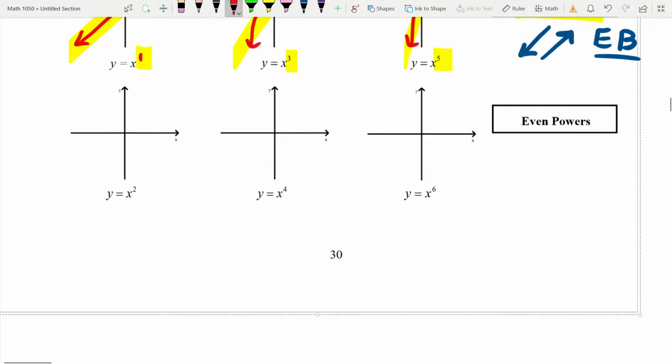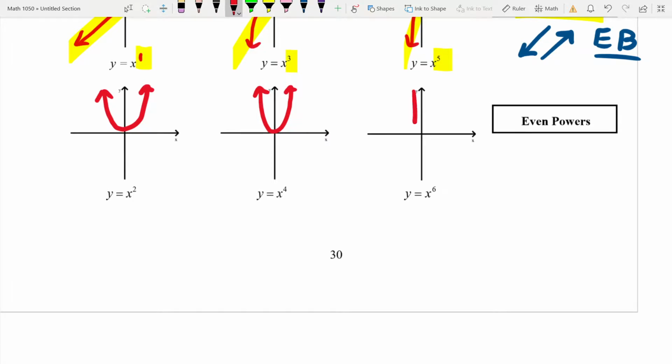Y equals x to the second. Okay, draw that, and you guys know that that's a parabola. Okay? Y equals x to the fourth. What's that? Is it wider? It's not wider, it's actually more narrow. It comes up faster. Okay? So it's going to look like this. How about to the sixth, you guys? Even more narrow. Yep, exactly right.